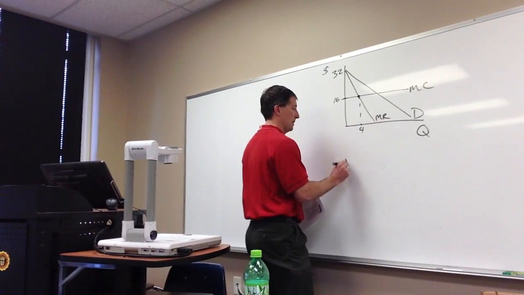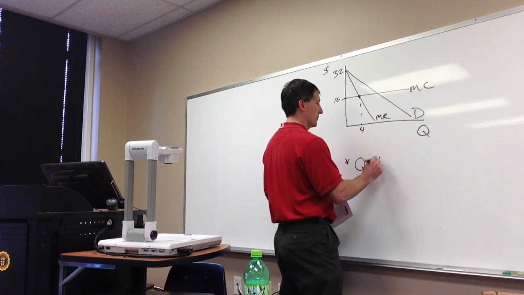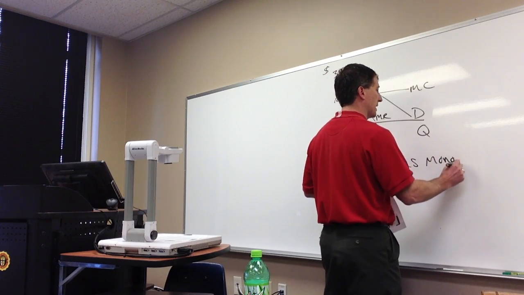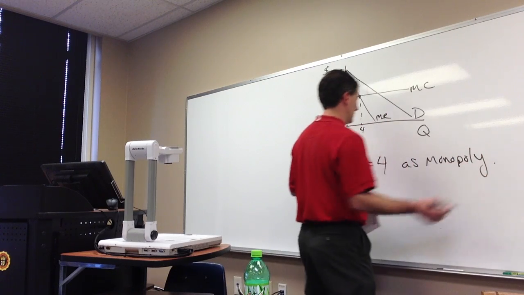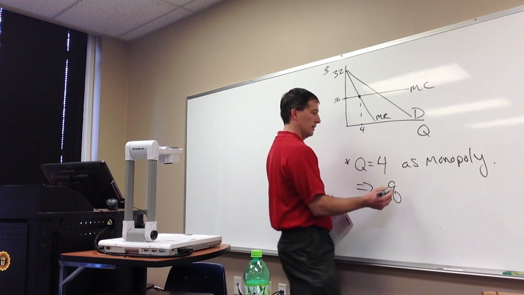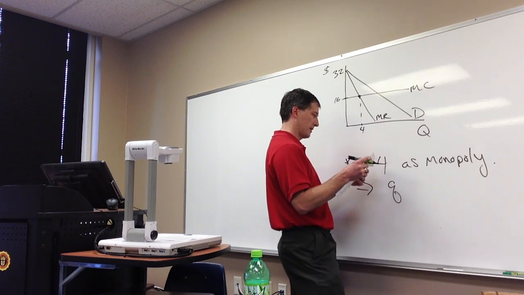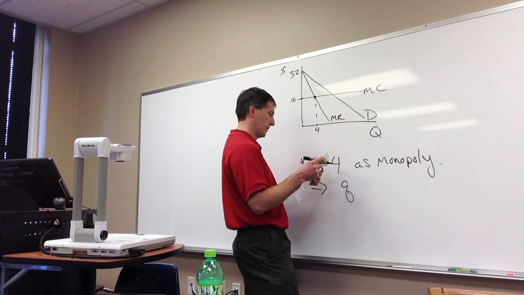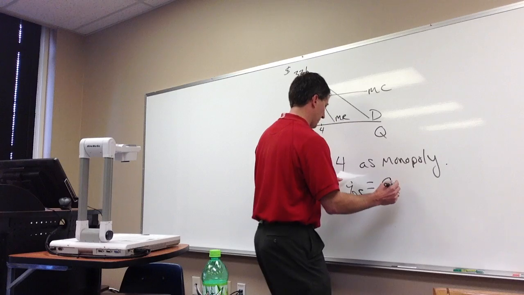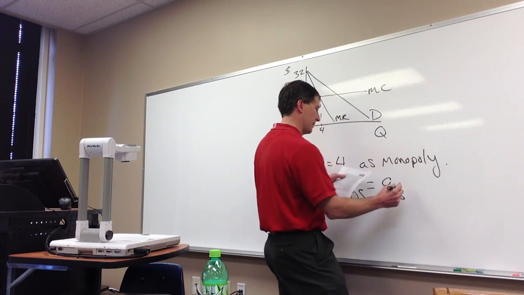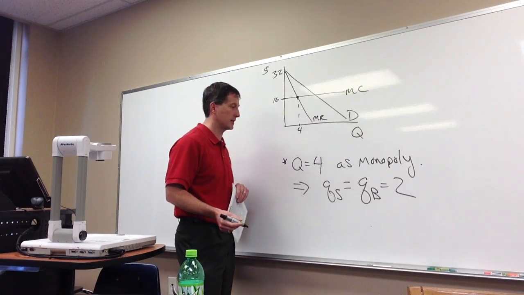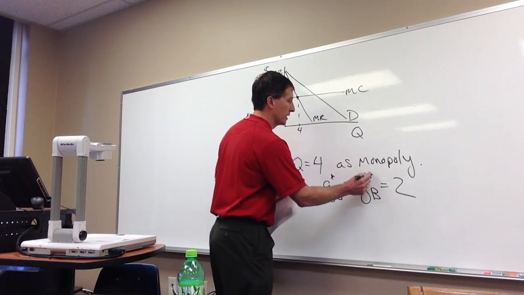Q equals 4 as a monopoly, but there's actually 2 of them. And so the agreement is that Squeaky Clean and BioBase each produce 2. So QS equals QB equals 2. They're each going to produce a quantity of 2.